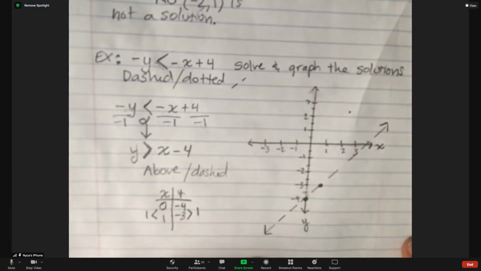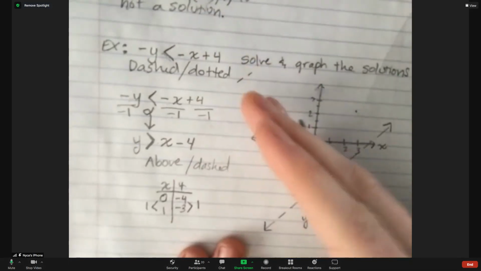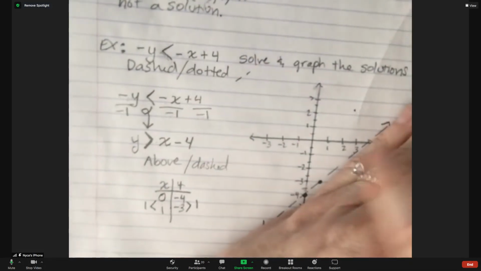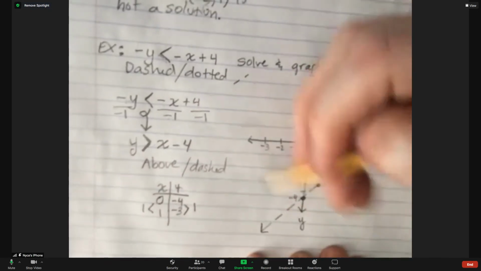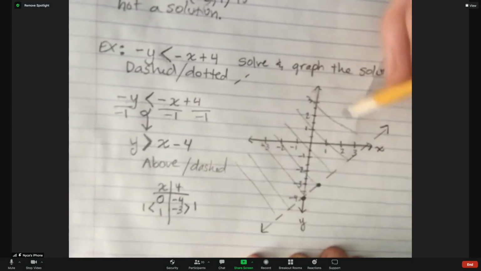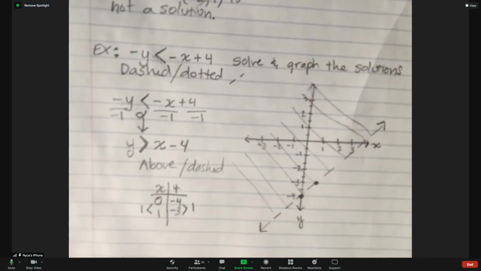So now I have my dashed line, but I'm not done. It says I need to shade above. Okay, so my right hand doesn't fit on that line. So I'm going to use my left hand. And remember, above is shading on top of your hand. So that means that this area here are the solutions for this inequality. Anything in this area is going to be a solution.